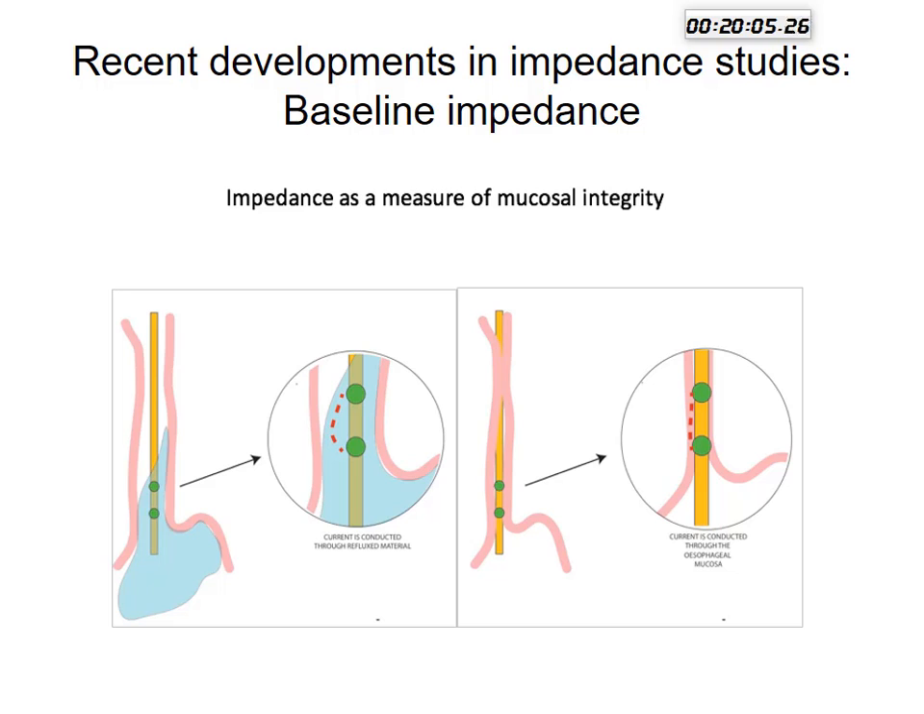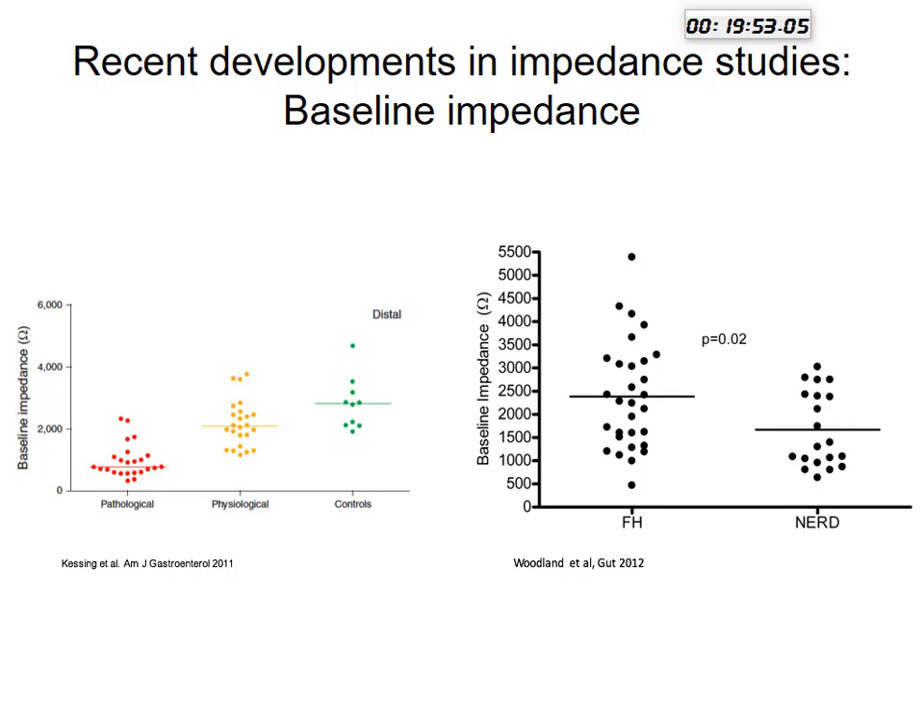And actually the esophageal mucosa becomes more leaky in reflux disease. And so if you have a lower impedance to current flow in the esophageal mucosa, that may help you diagnose reflux disease. Now, we've looked at that, other groups have looked at that, and there's definitely a lower impedance in patients with reflux disease versus patients who don't have reflux disease. And some people are starting to advocate this as part of the diagnostic algorithm.